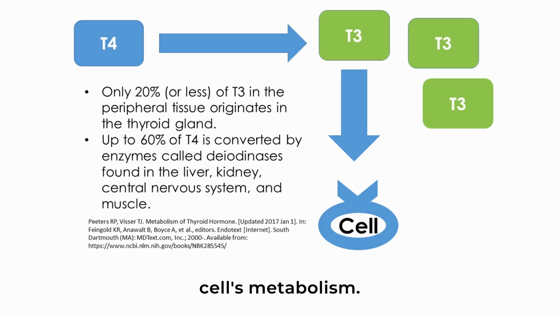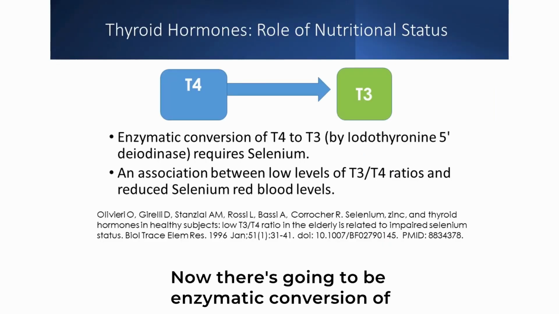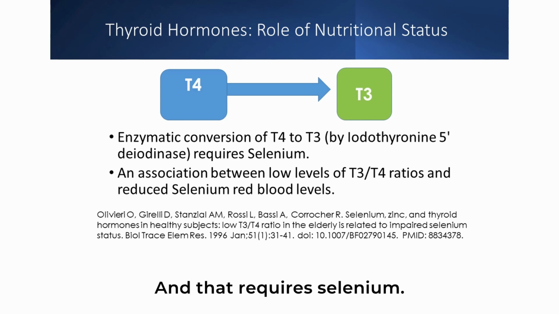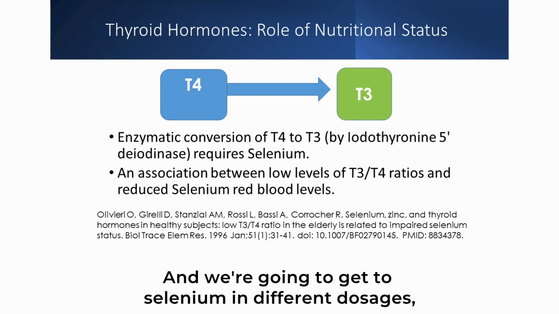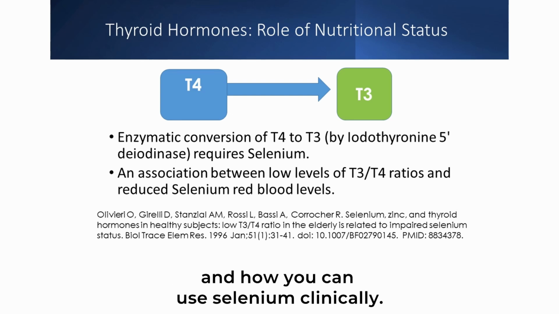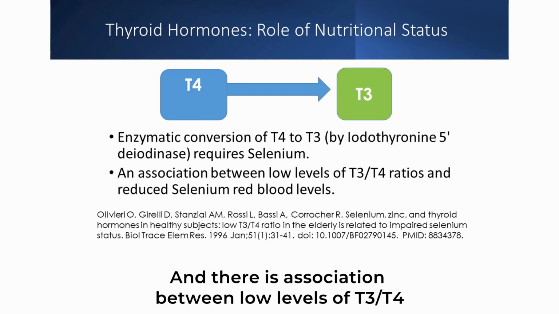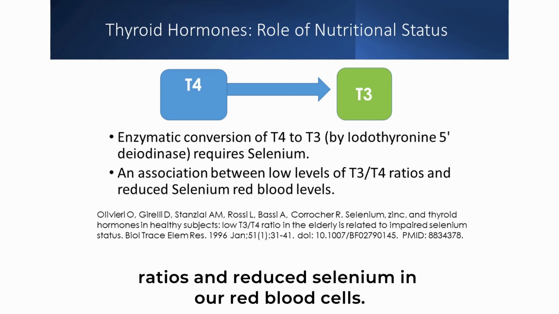cell's metabolism. Now, there is enzymatic conversion of T4 to T3, and that requires selenium. So remember that as an essential nutrient, and we're going to get to selenium and different dosages and how you can use selenium clinically. There is an association between low T3 to T4 ratios and reduced selenium in our red blood cells.